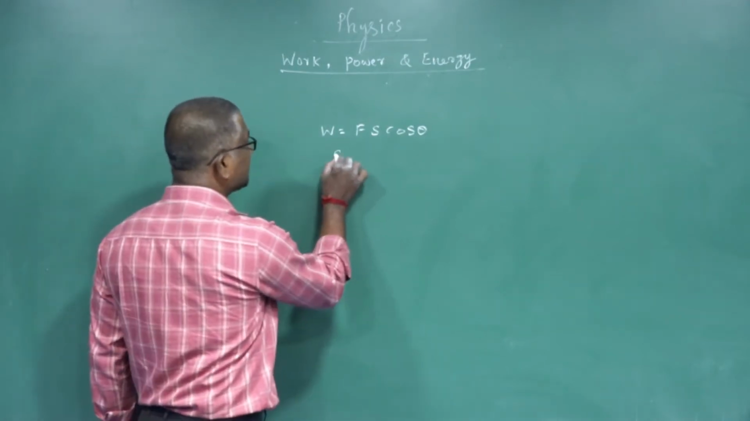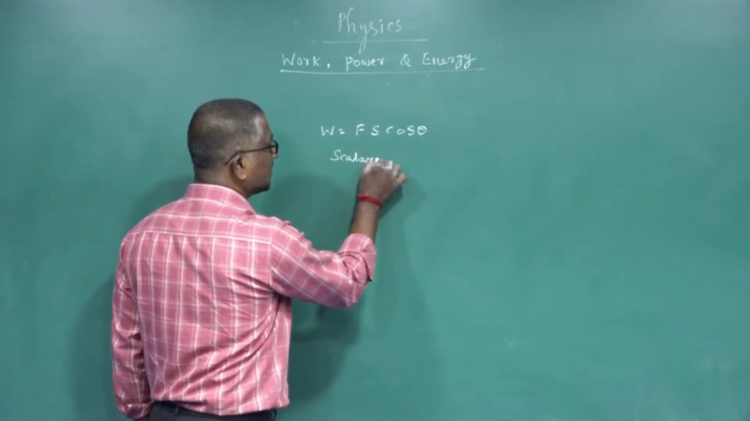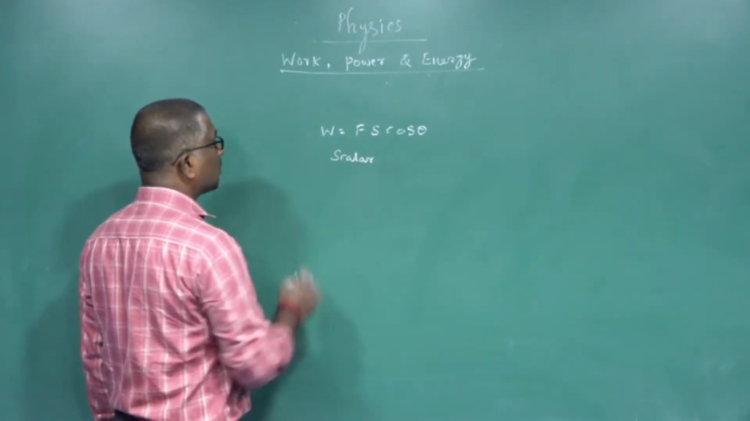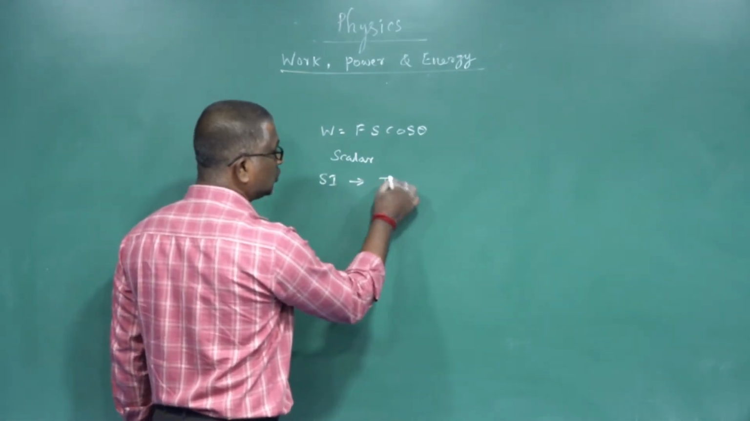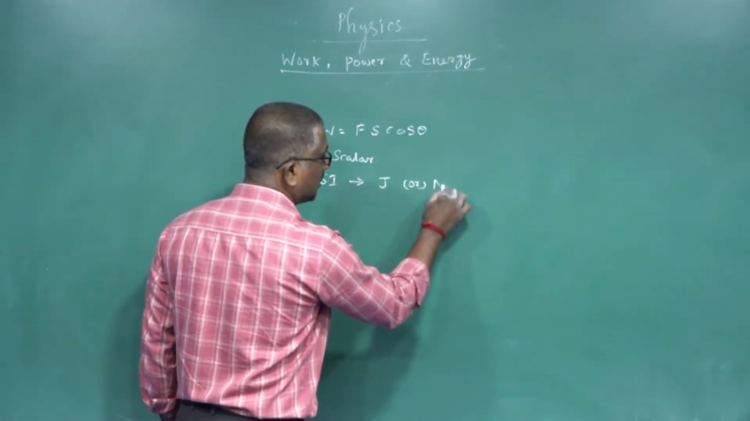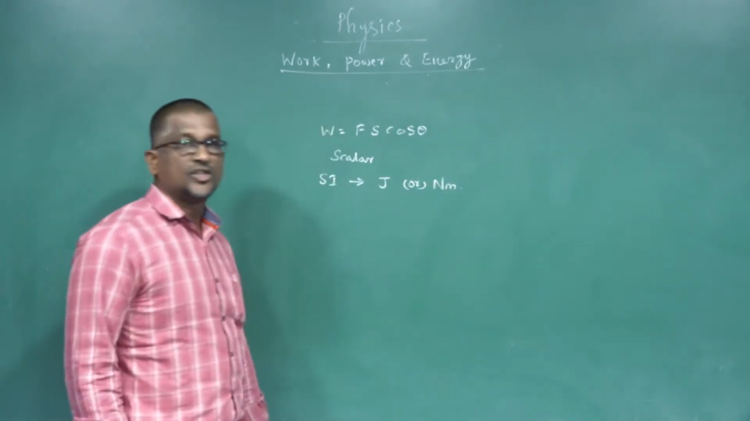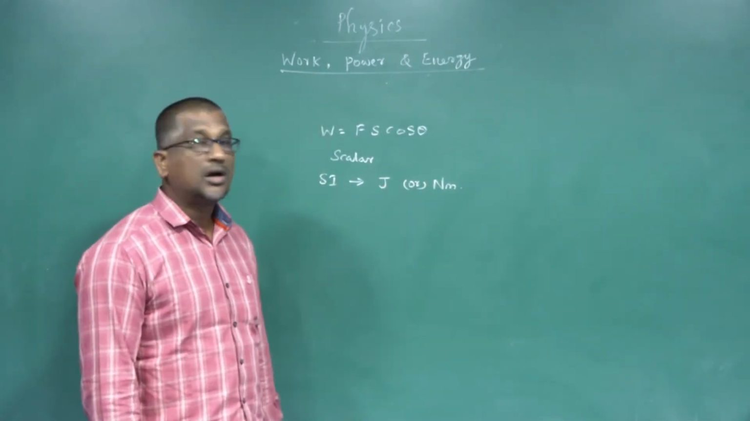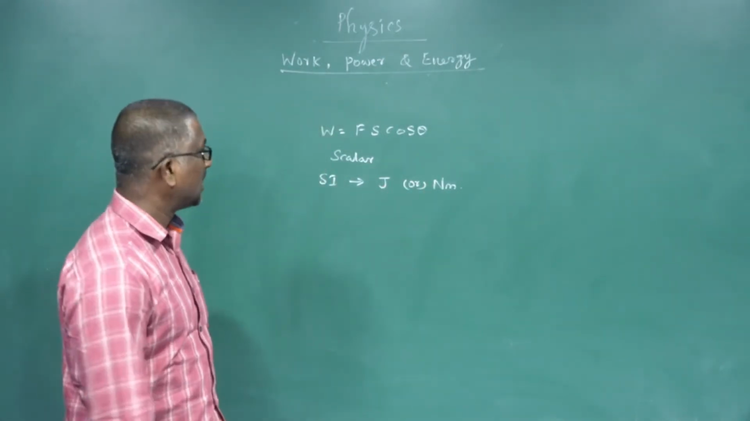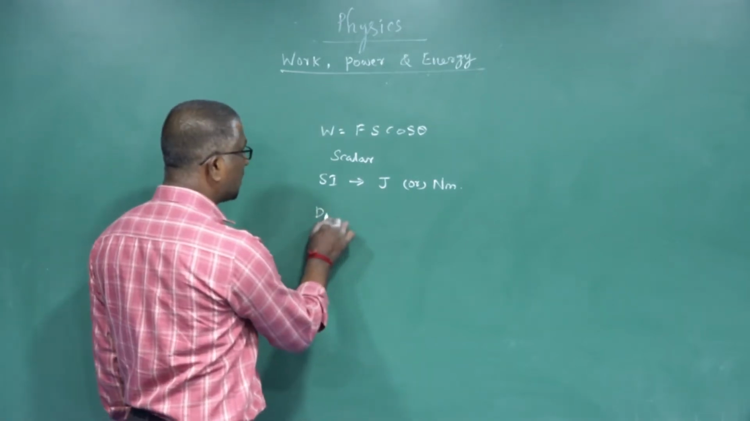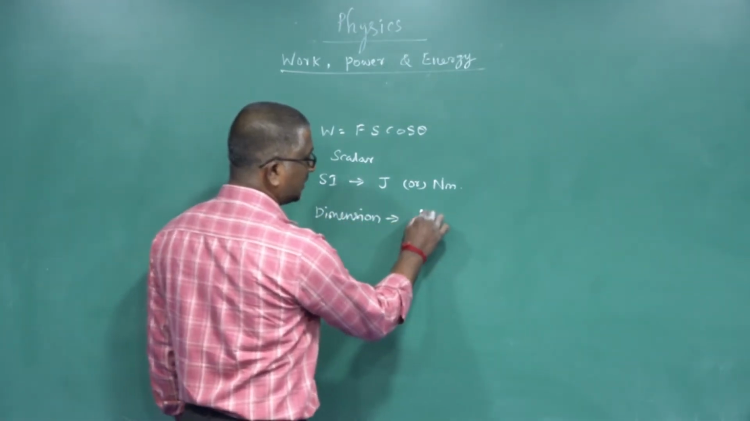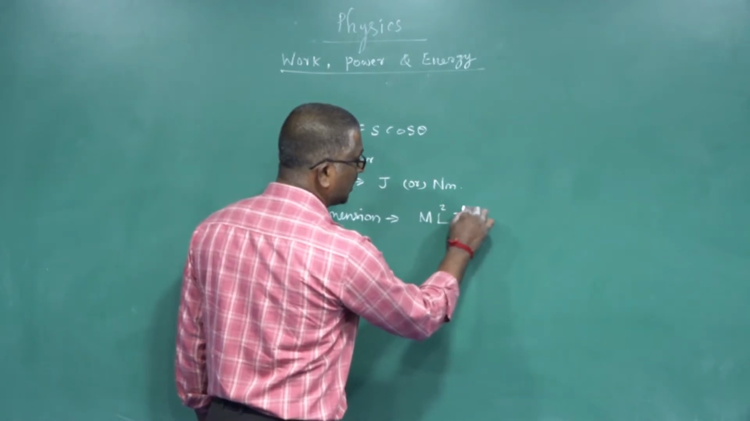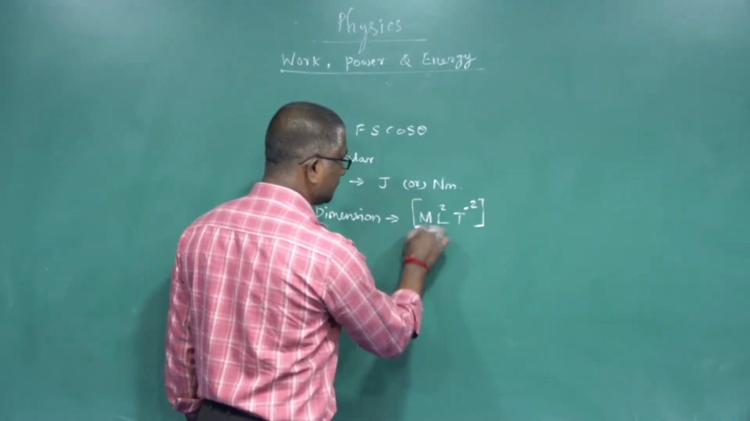And work done is a scalar quantity. Already you know that. Its SI unit is joule or Newton meter. The SI unit of work done is joule or Newton meter, and its dimensional formula is M L power 2 T power minus 2.